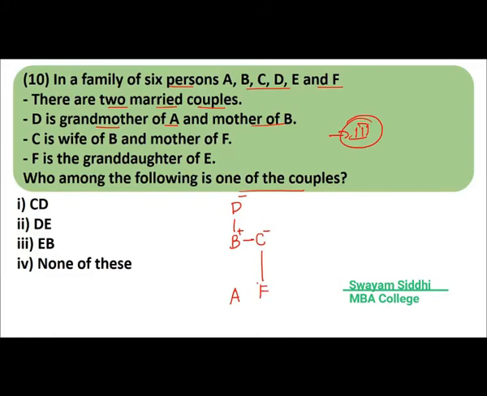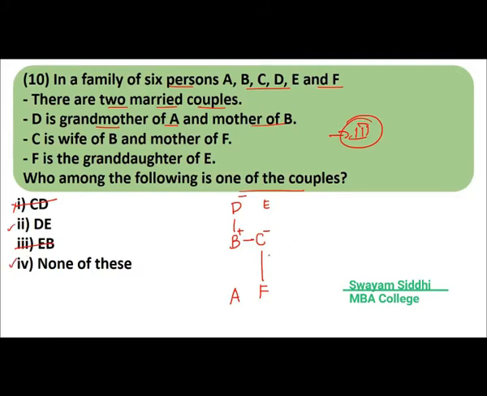F is the granddaughter of E. Now F is granddaughter of E. So here we'll have E, who is related directly to F. Who among the following is one of the couples? Now over here, what have they given? C and B are husband and wife. So any option which includes C and B not together gets cancelled. Here C and D is given. So C is coupled with B. So this cannot be our answer. Here B and E is given, not the answer. So we have to check whether it is this or none of these.